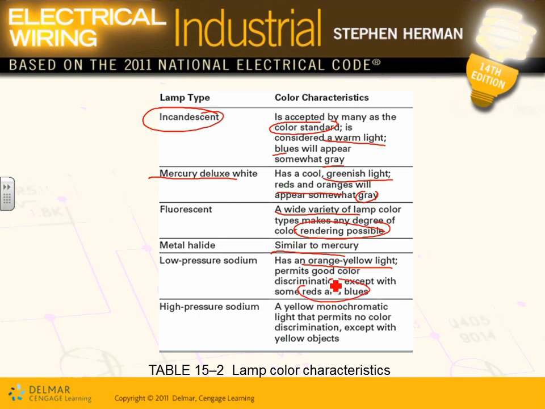And high pressure sodium, I think these should be flipped here. Sorry, these should be flipped. So low pressure sodium permits no color discrimination whatsoever, except with yellow objects. Everything looks yellow. That's why we don't use low pressure sodium in most places, but it is a good application for highways.